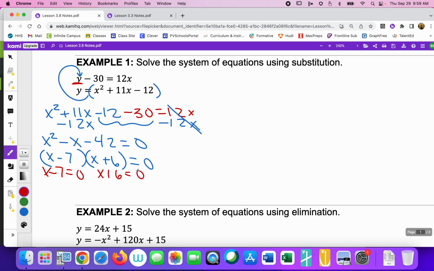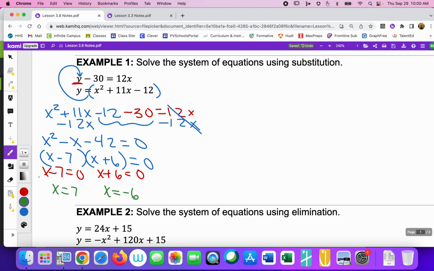And you isolate x. Okay. How would I isolate x on the first one? Add 7, so what would I get? X equals 7. If you remember, it should be the opposite sign of how it is in the factor. What's the other one? X equals -7.